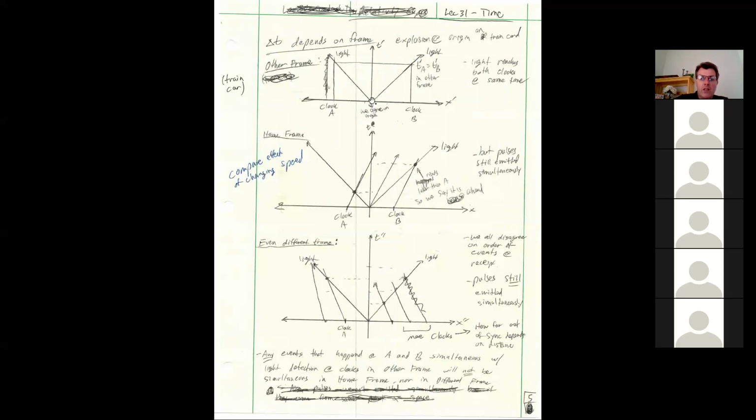If it's in the center of the train car, we have 2 detector clocks on the left and the right, equidistant from the center. It'll take the same amount of time, as far as someone on the train is concerned, to get from the center of the train car to the right side or the left side, okay? Because as far as the person on the train is concerned, that light traveled at the speed of light, and those 2 events are simultaneous.